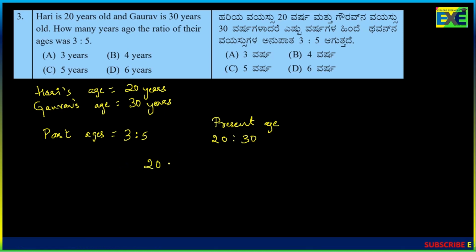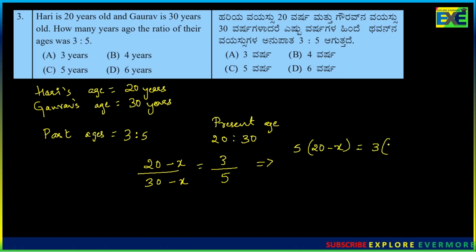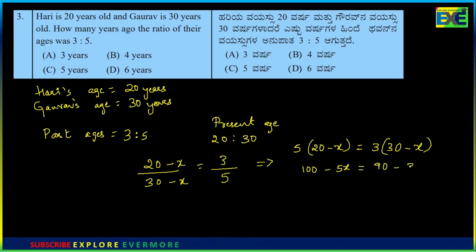So let's write the expression with this information. We'll write 20 minus x. This is the years ago that we are going to find. Divided by 30 minus x. This will be equal to the given ratio, 3/5. Now, once we evaluate this, just cross multiply. 5 into 20 minus x will be equal to 3 into 30 minus x. So this will be 100 minus 5x, which is equal to 90 minus 3x.